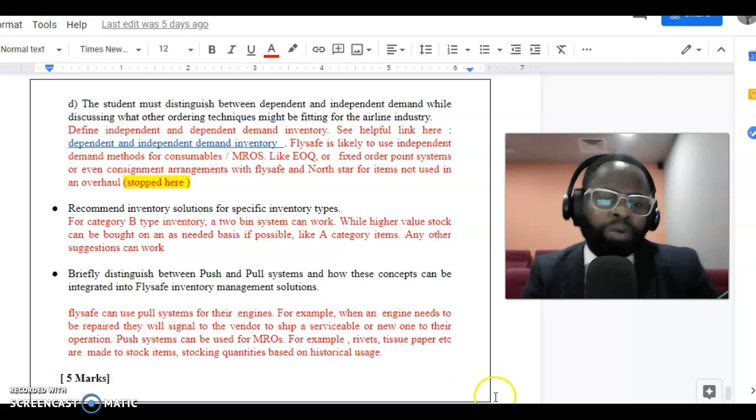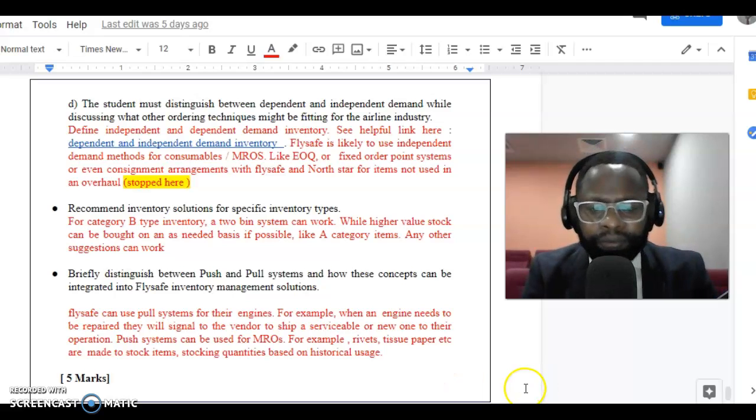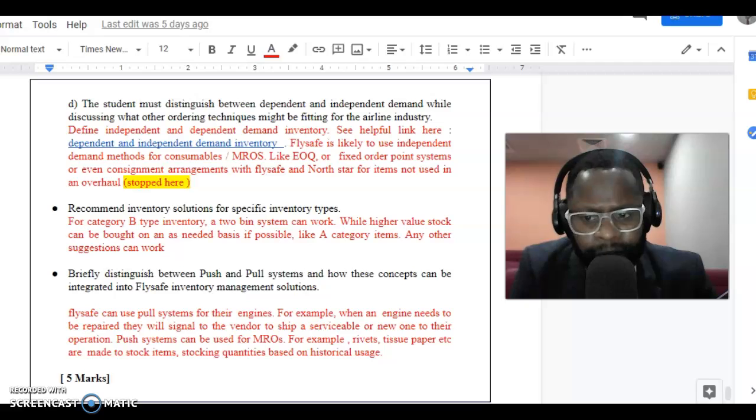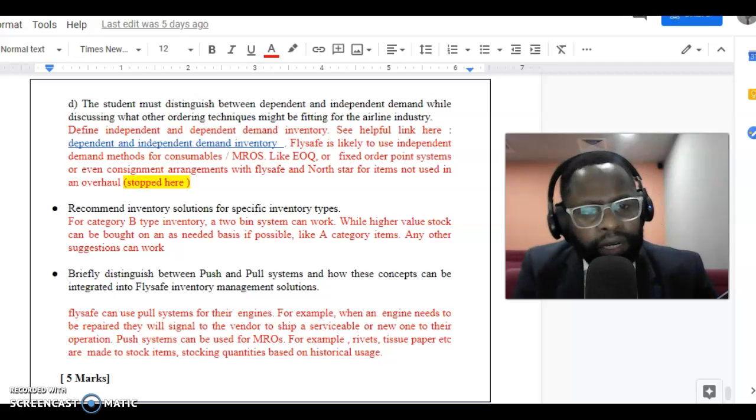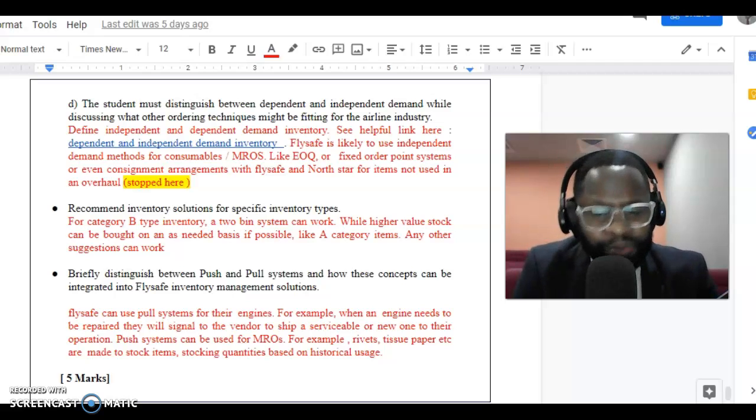Yeah, I want to talk about question task 4D. Task 4D is all about dependent and independent demand, right? So the student must distinguish between dependent and independent demand, right?